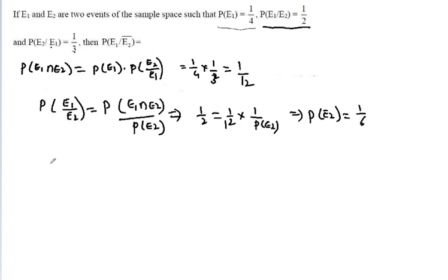Now we find probability of E2 bar. E2 bar is equal to 1 minus P of E2, that is equal to 1 minus 1 by 6, that is equal to 5 by 6.